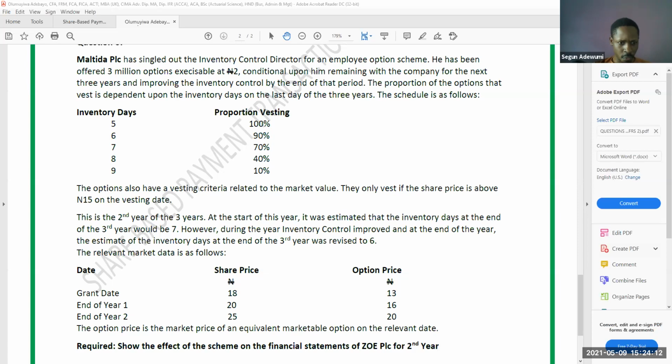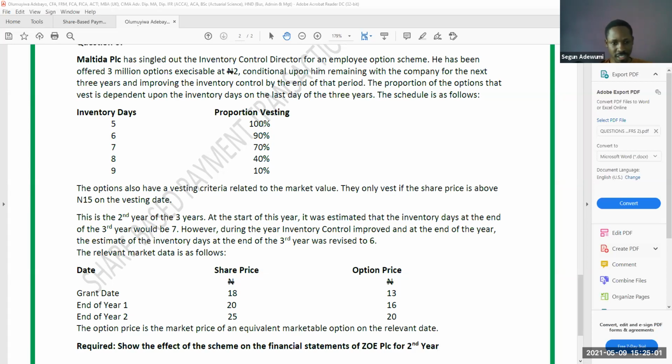Now, as this third paragraph says, this is the second year of the 3 years. At the start of this year, it was estimated that the inventory days at the end of the third year will be 7. So at the start of the second year, we are estimating that the inventory days will be 7. Based on our agreements, this must have been known as at the end of the first year, so we are going to be using the 70% vesting proportion to compute our share option and the corresponding expense.